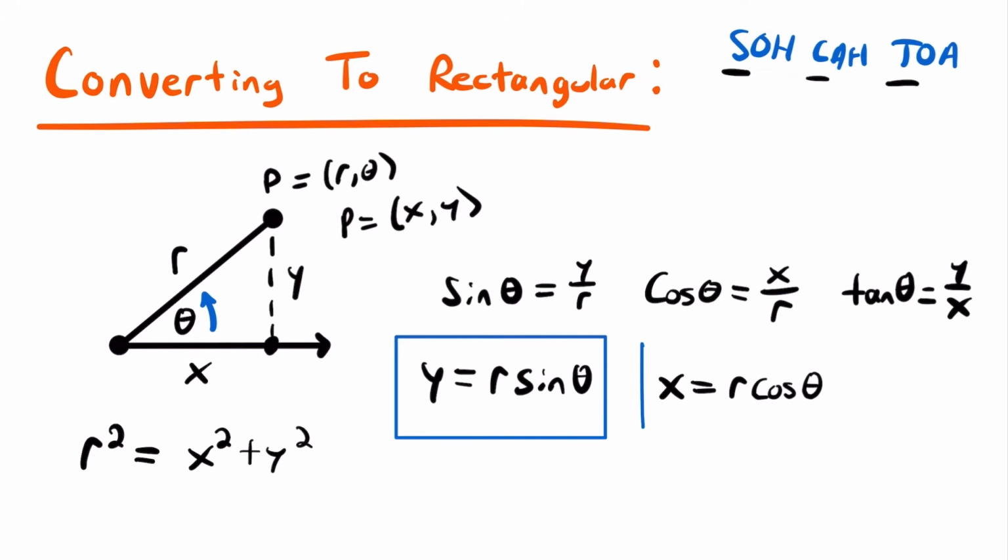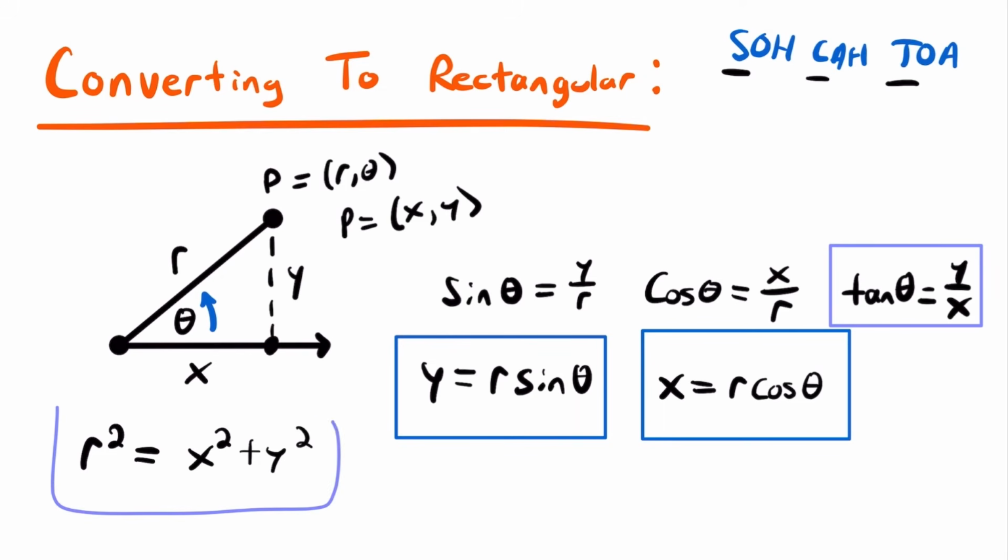And so you need to know these two equations, y equals r times sine theta and x equals r times cosine theta, but you also need to know this equation for tangent and this equation for r squared. And I have those boxed in a different color because typically what's going to happen is when you're converting from polar to rectangular, you will end up using these two equations. And when you're converting from rectangular to polar, you will use these other two equations.